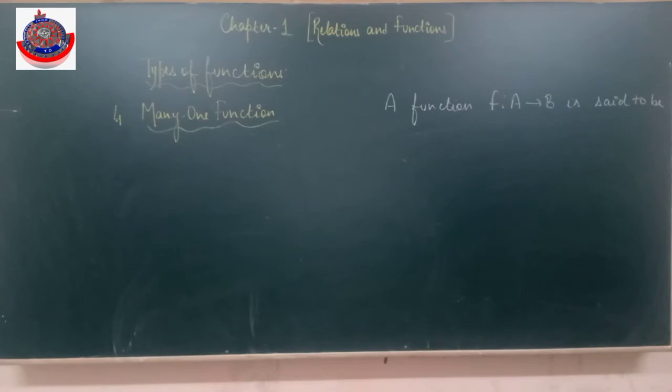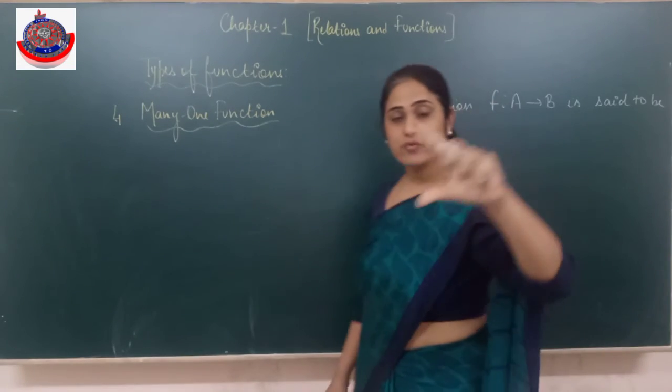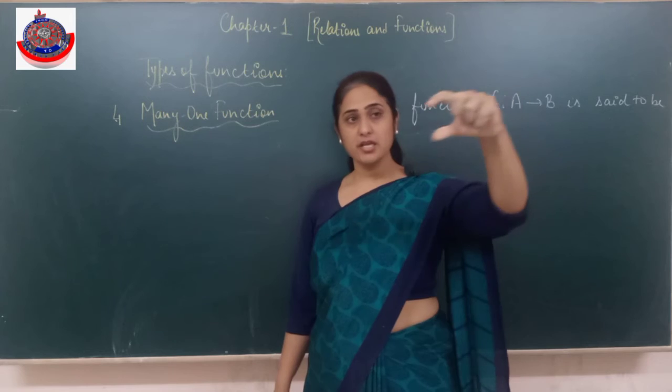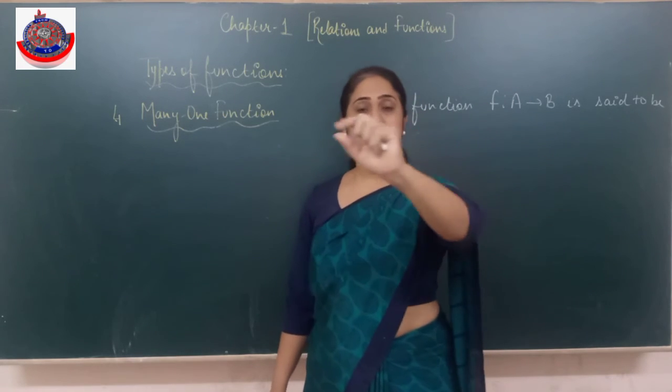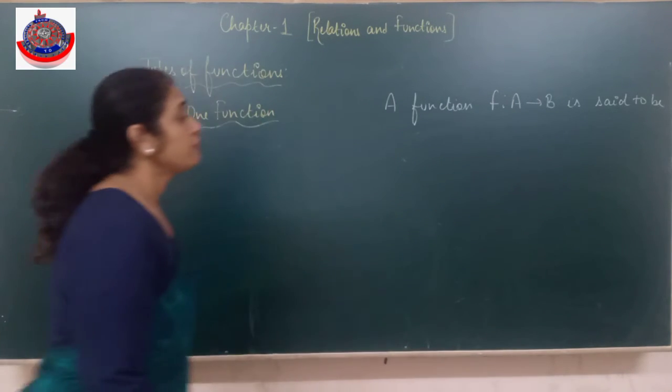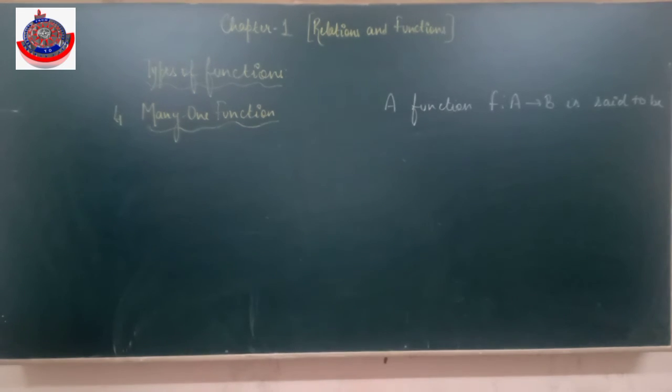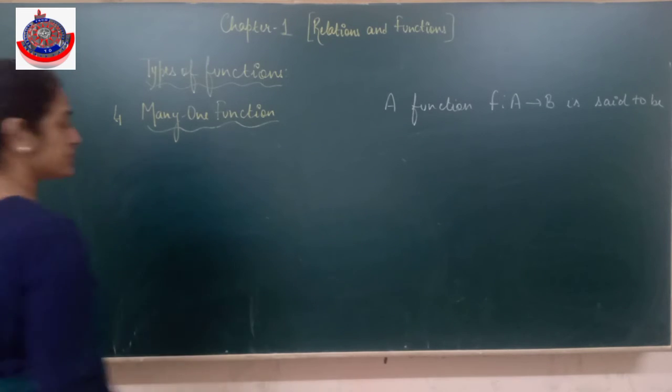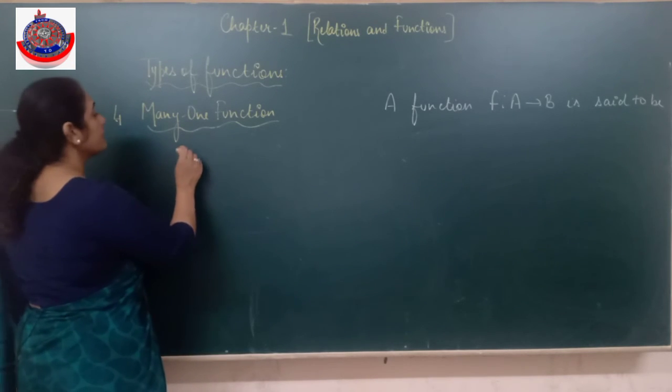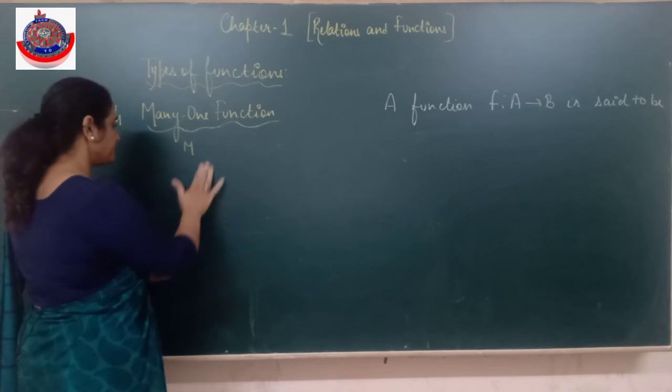Fourth is the many-one function. From the name it is clear, many to one. Like 1-1 was 1 to 1, this is many to 1. So many elements can have one image. A function f from A to B is said to be a many-one function if two or more elements of set A have the same image in Y.